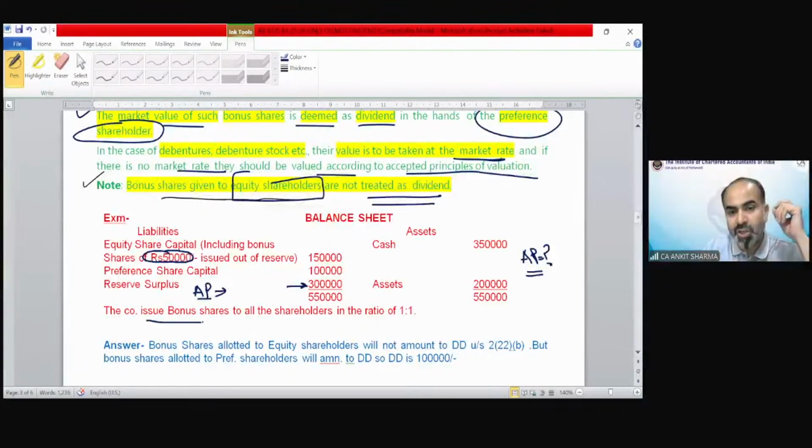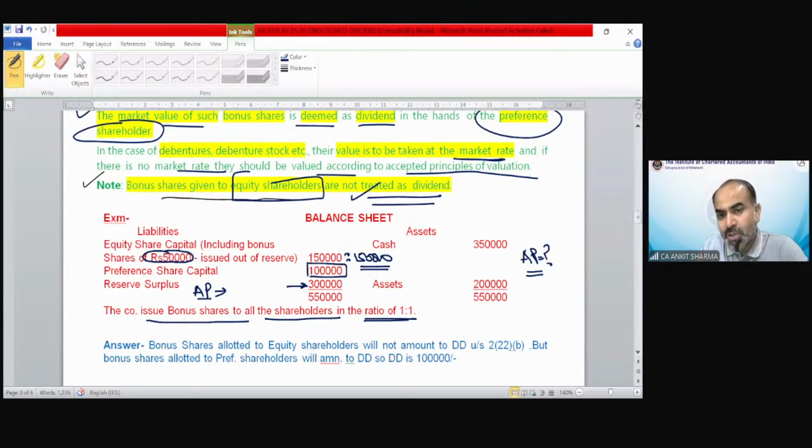Now the company issues bonus share to all the shareholders in the ratio of 1:1. So now you can see equity shareholder also received 1,50,000, but that would not be counted as dividend or deemed dividend as per the provision. 1 lakh preference shareholder also received these bonus shares, so 1 lakh would be regarded as deemed dividend in the hands of preference shareholder. Clear?